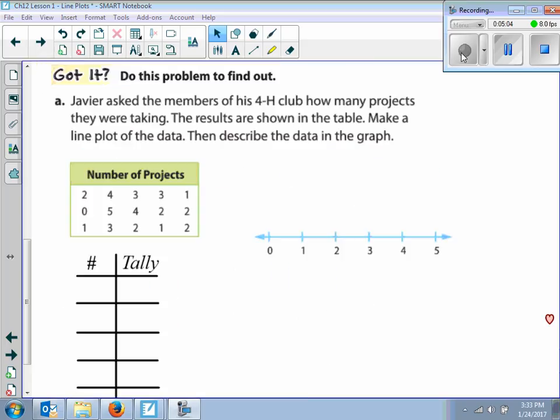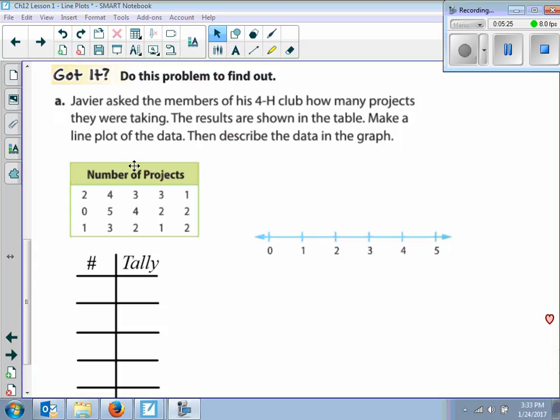All right, so for this example, this one I want you to write in your notes. Javier asked the members of his 4-H club how many projects they were taking. The results are shown in the table. Make a line plot of the data, then describe the data in a graph. Okay?